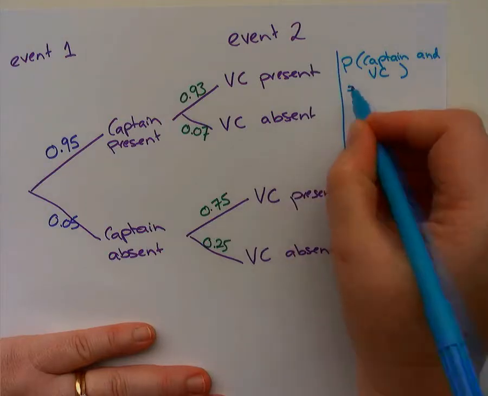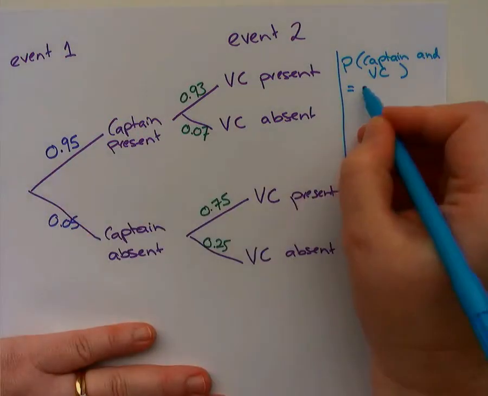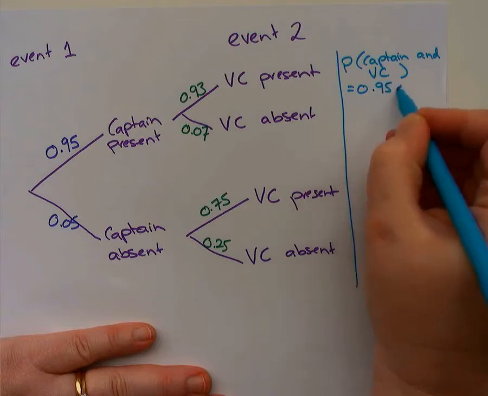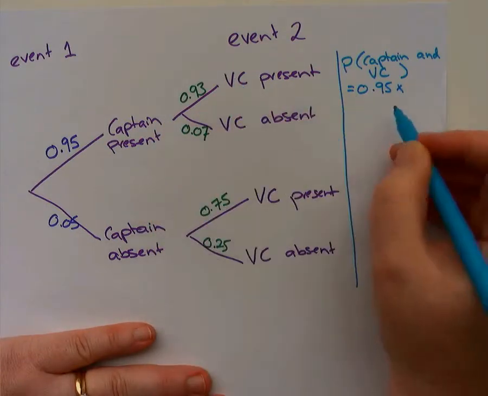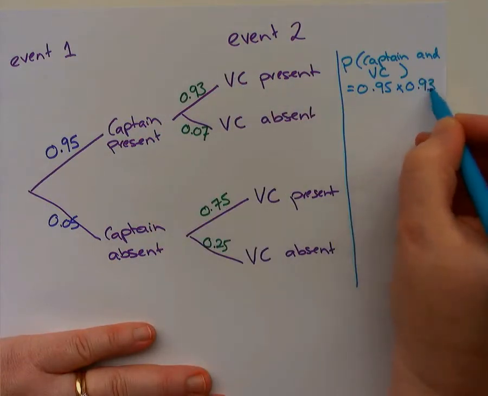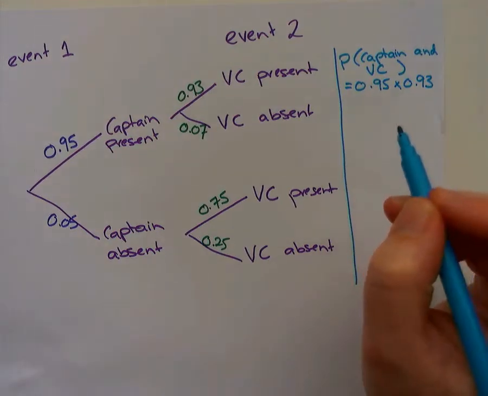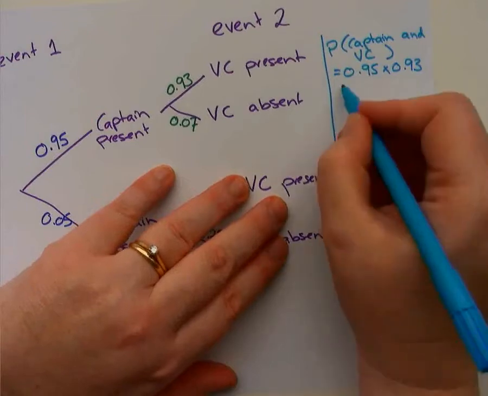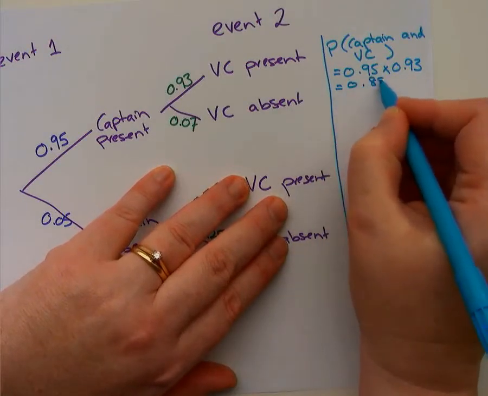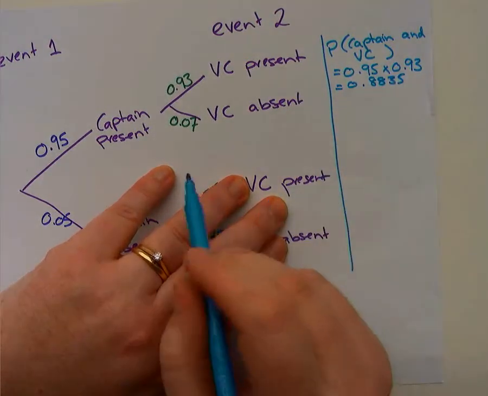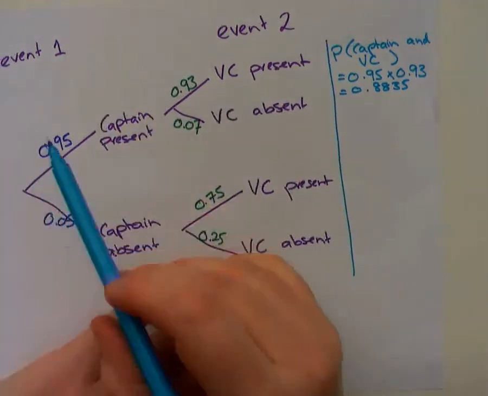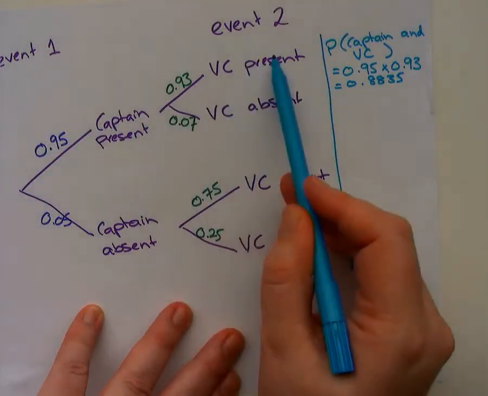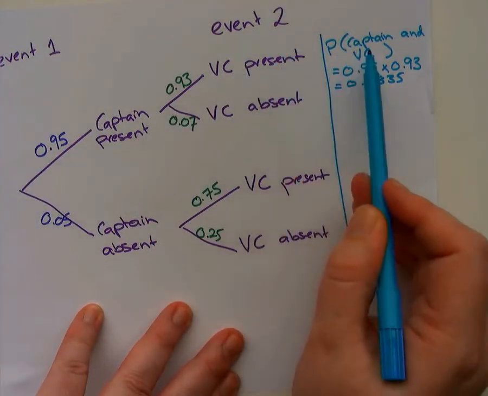So that probability is going to be 0.95 for the captain being present, times 93% when the vice captain's present. And when we multiply those out, that is going to give us 0.8835. Okay, so that represents the captain being present and the vice captain being present, both of them in an assembly.